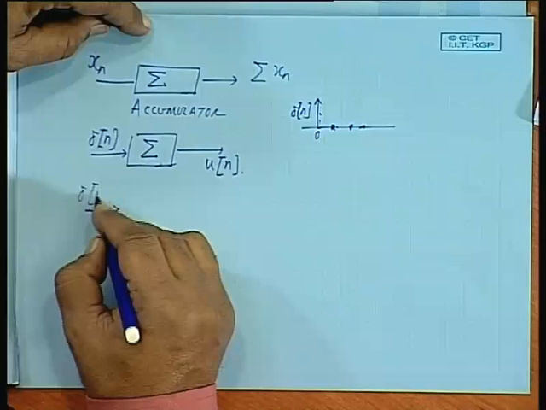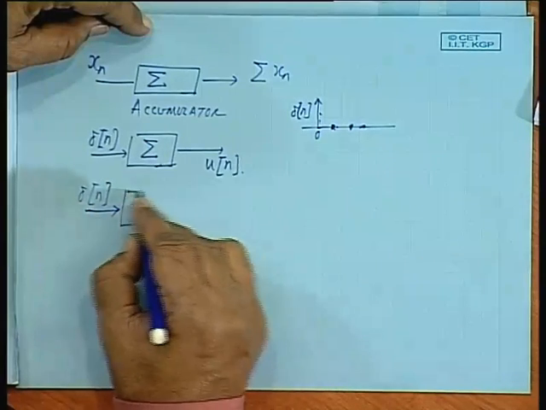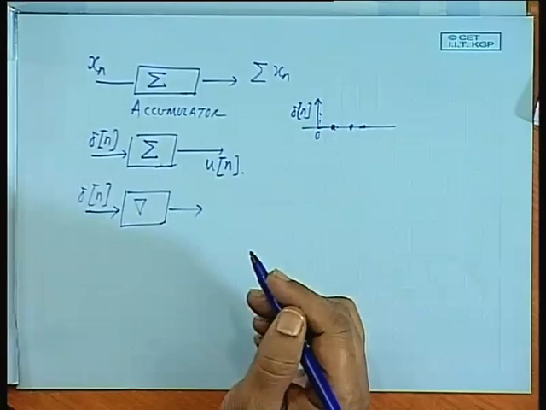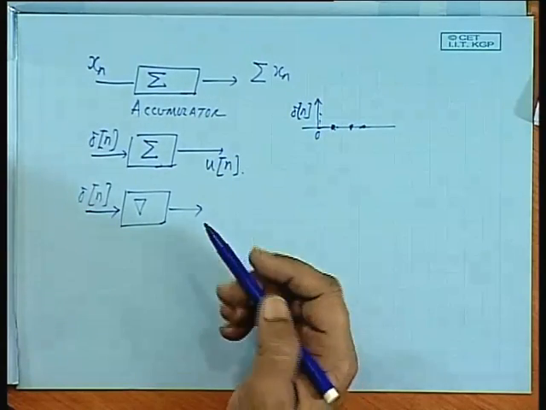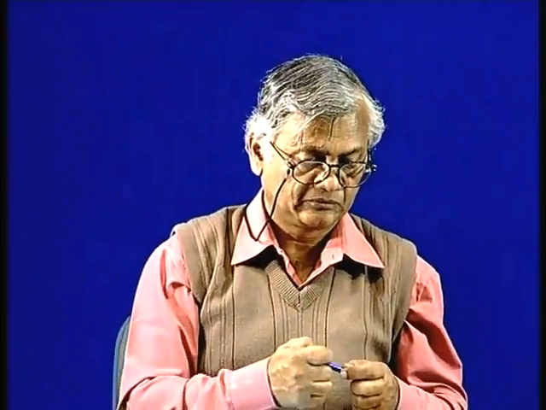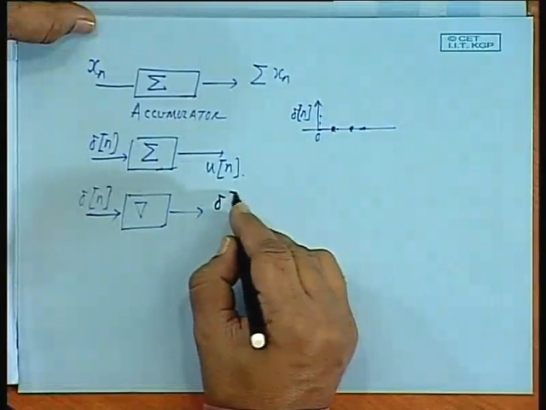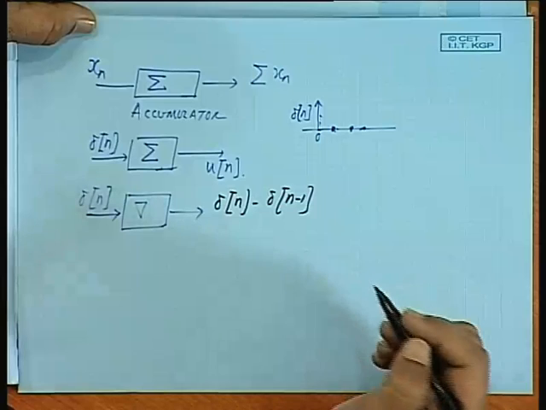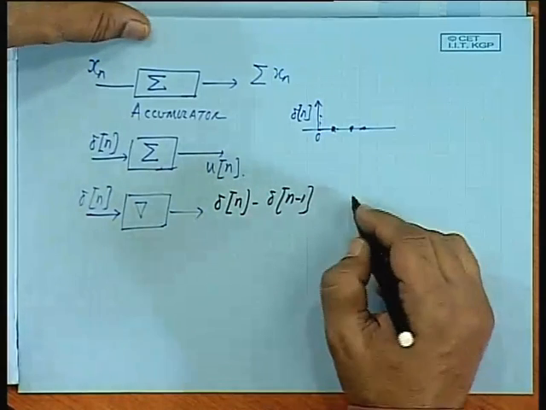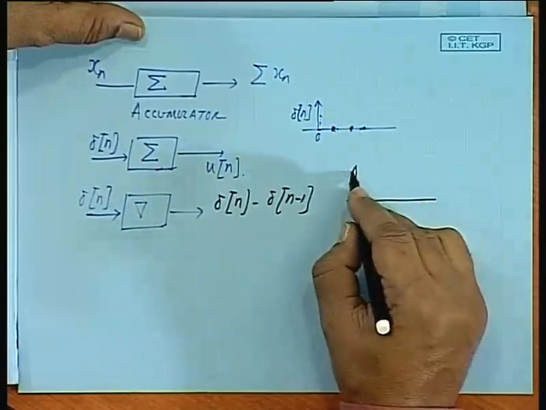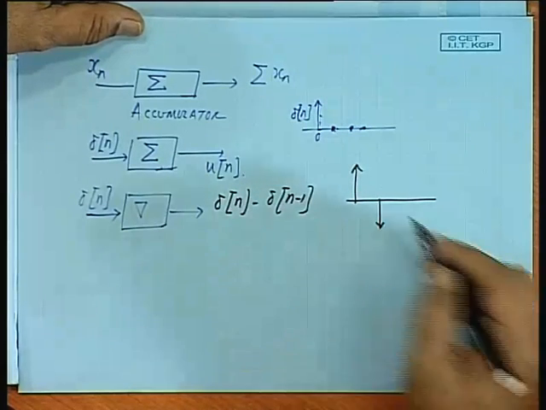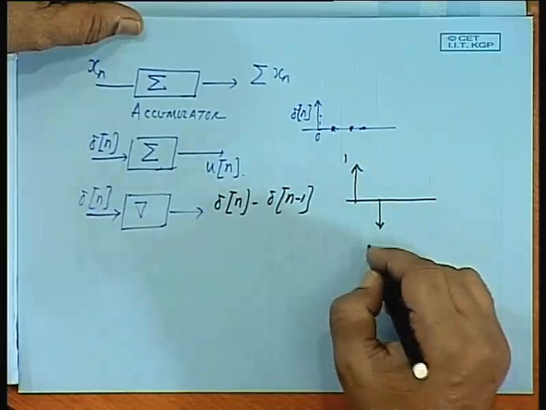If I now use it across a differencing operator, what do you get? Delta(n) minus delta(n-1), is it not? What will it look like? Okay. This is delta(n), 1 and minus 1.